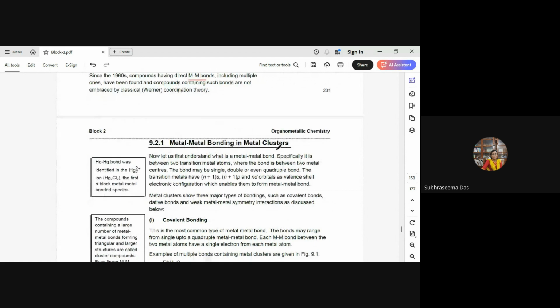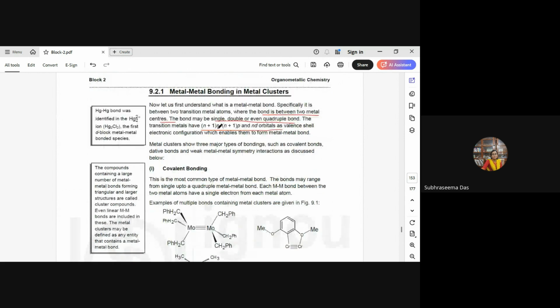Specifically, we know that a metal-metal bond is a bond between two transition metal atoms, it means that the bond is between two metal centers. This bond may be single, double, or even quadruple. The transition metals have (n+1)s, (n+1)p, and nd orbitals. So many metal clusters show three major types of bonding: covalent bonding, dative bonding, and weak metal interactions.